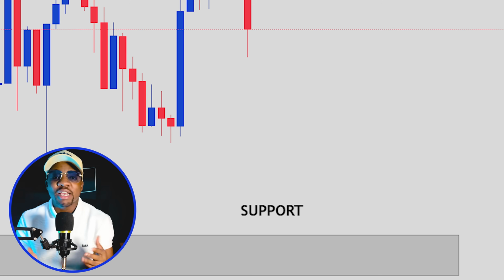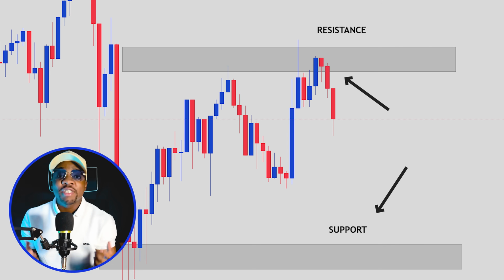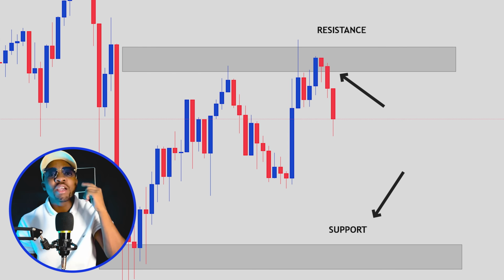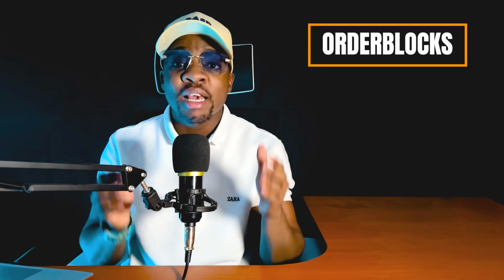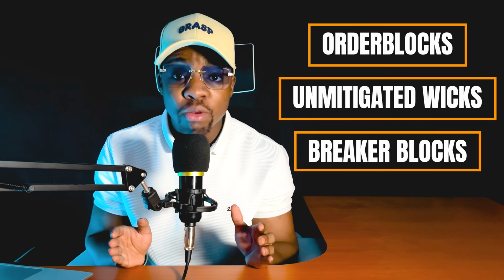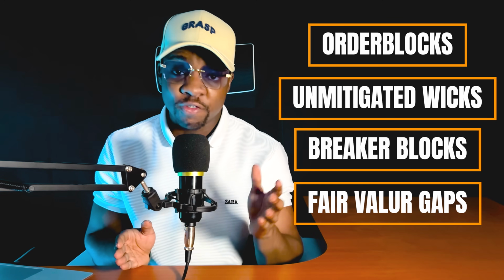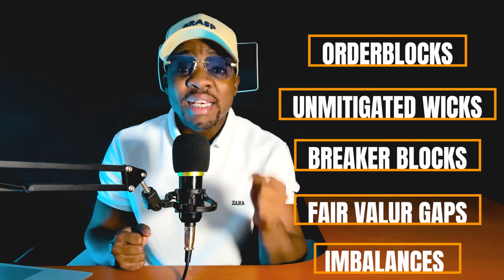Most retail traders scream top-down analysis. All they do is draw support and resistance lines on 5 charts and still have no idea where the price is actually going. So what is our difference? We are not chasing price. We are tracking and confirming points of interest. And these points of interest are order blocks, unmitigated wicks, breaker blocks, fair value gaps or FVGs, or imbalances. So these are not just lines, these are traps.